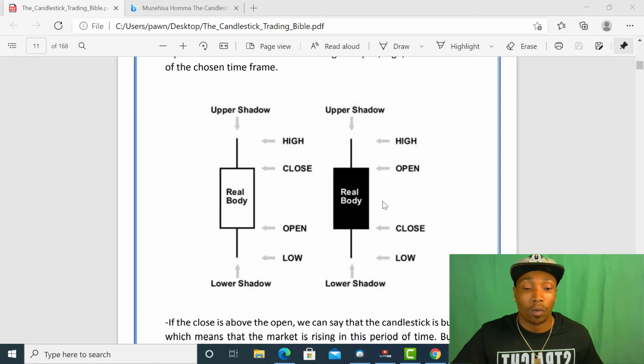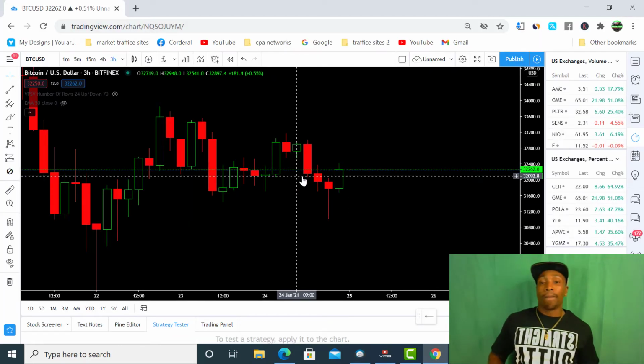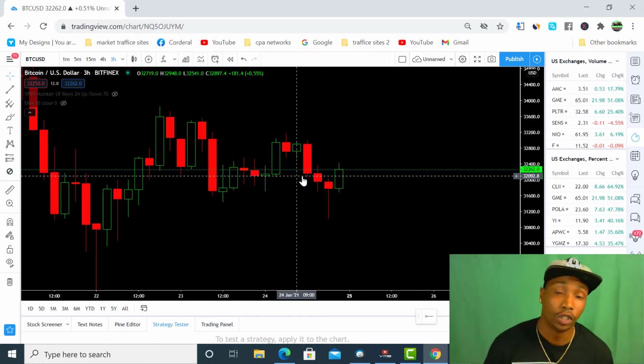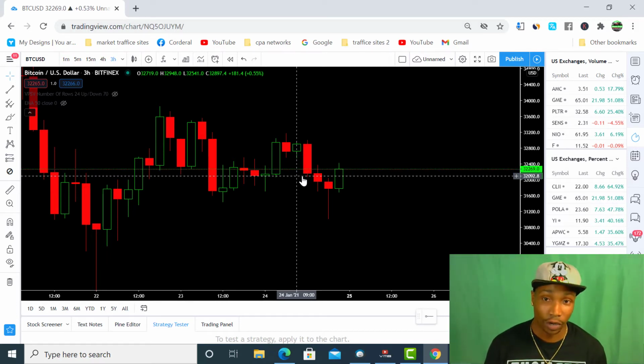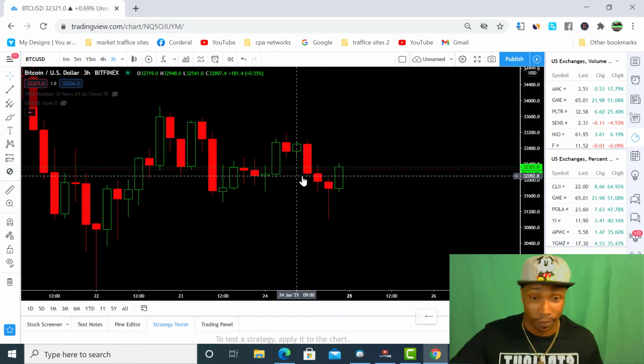Okay, let's give you a real example of this in TradingView. So TradingView is a platform that you're going to use very, very often. This is where you're going to spend most of your time analyzing the markets, getting used to the charts, and understanding the movements and how they function.